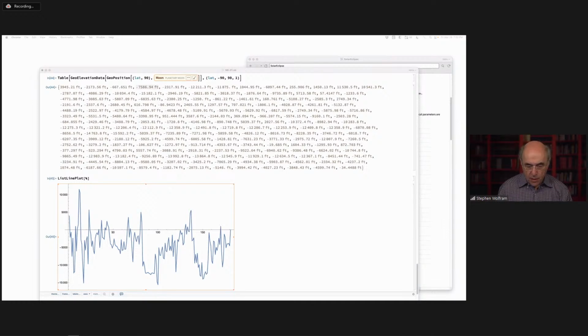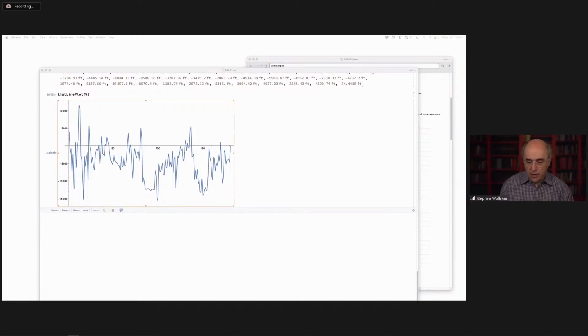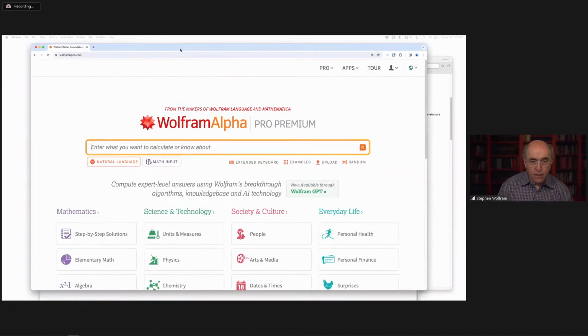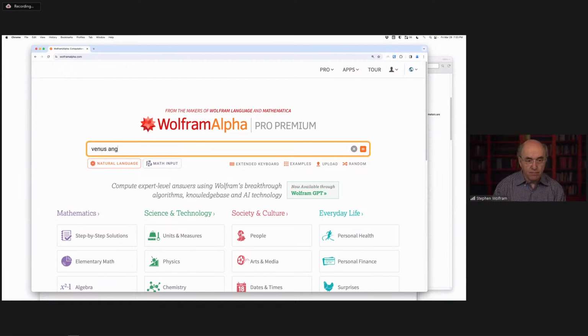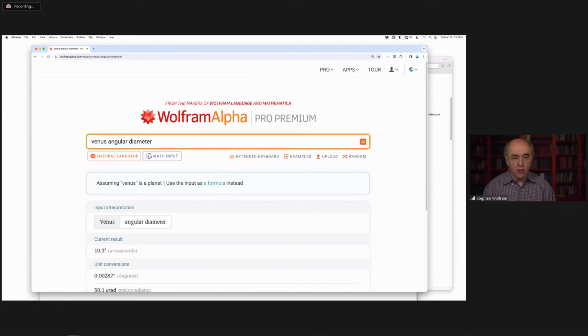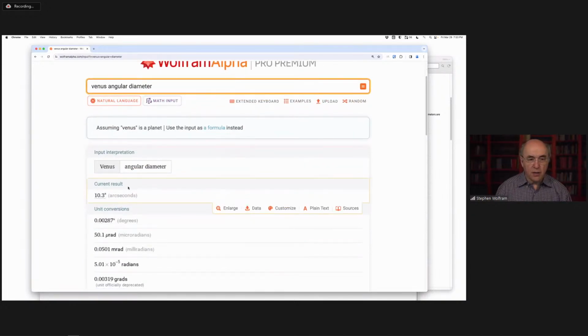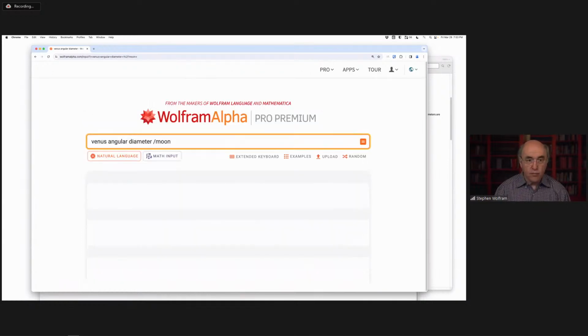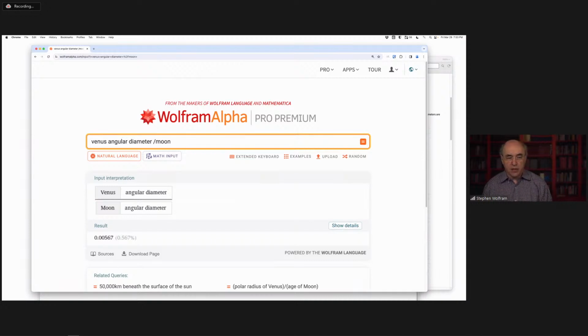Let's see. Katie asks, can we get super eclipses where the moon, Venus, and Mercury all line up the right way? I mean, the fact is, the moon is a lot bigger in the sky. Let's see, if we ask for Venus angular diameter, I think it's quite small. I mean, so there. Okay, so it's 10.3 arc seconds, and relative to the moon, yeah, it's only 0.5% of the angular diameter.